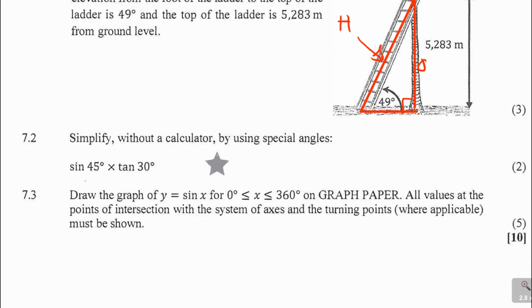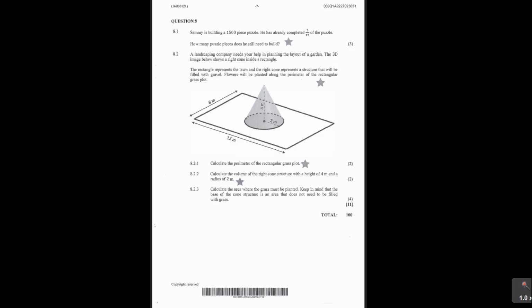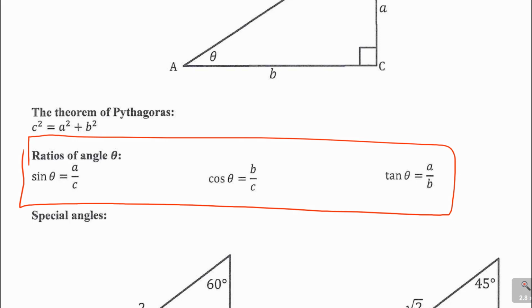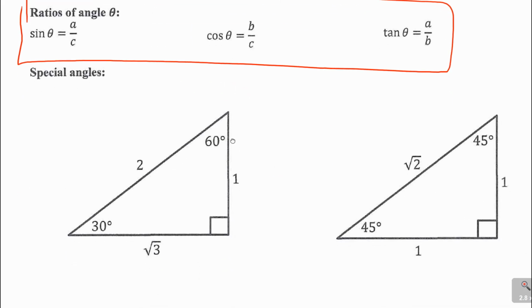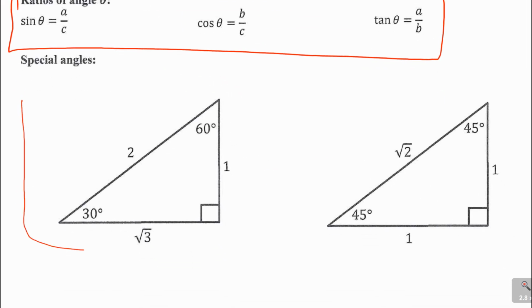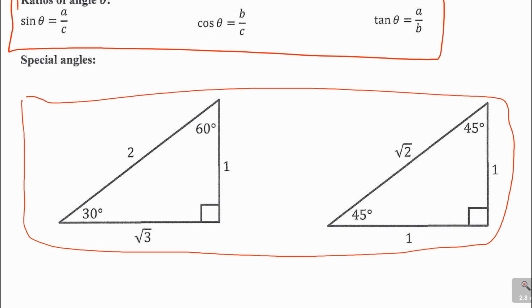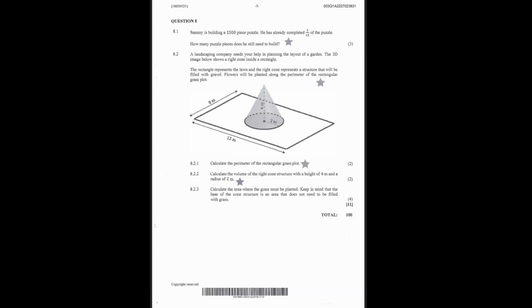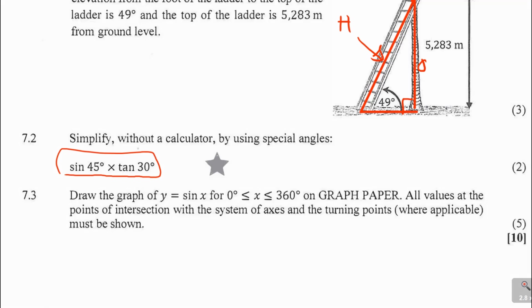Now they say sine 45 times sine 30, special angles. Guess what? They are testing your knowledge, and the knowledge they are testing is here. These are special angles. How do you go about using this? That's why they gave you a 45, and is it a 60 or a 30? One of these, I think, in that 30. So let me see, they gave us 30, see?